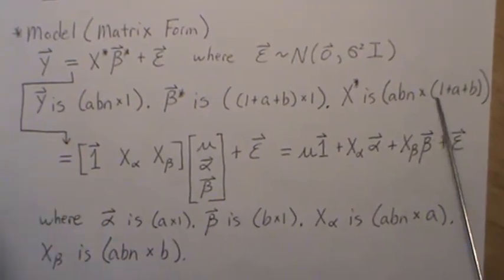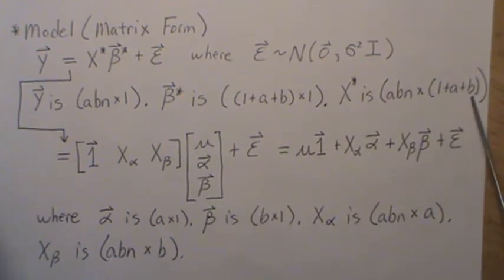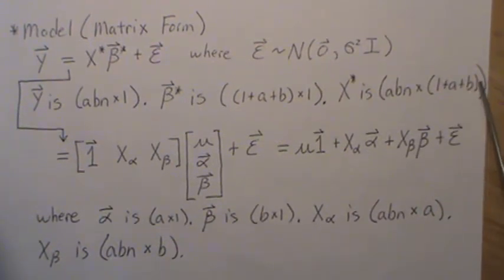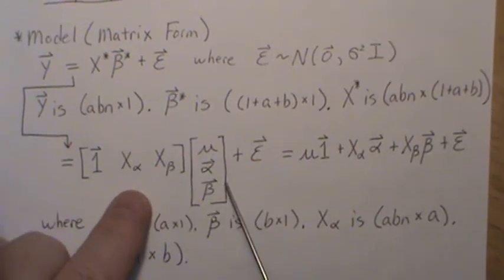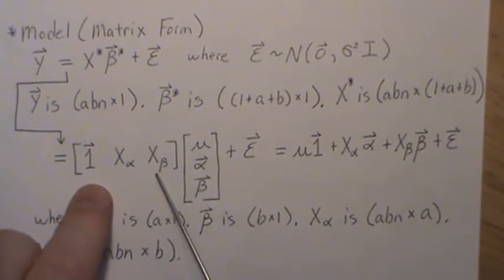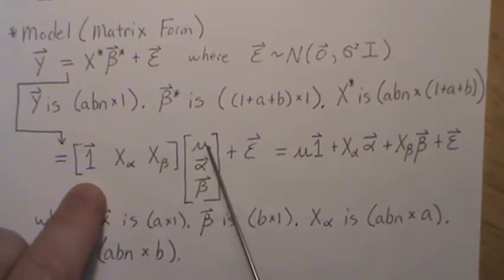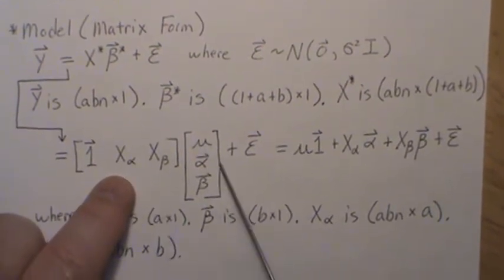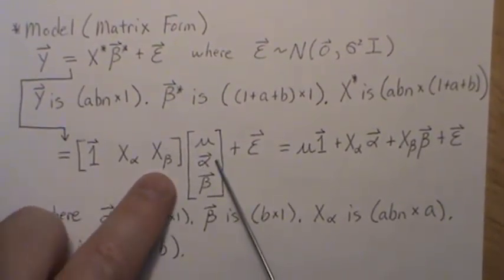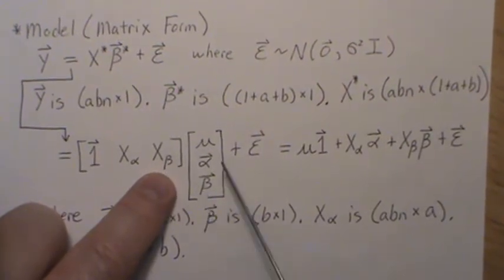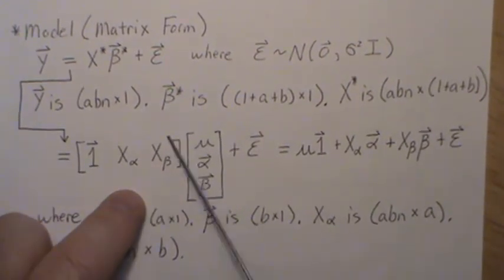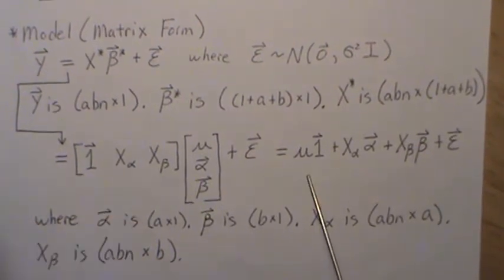And the columns is 1 plus A plus B. And the B deals with the factor B effect. A is how many levels of factor A, and then 1 for the constant mu. Now, if we were to expand this or separate it into the different column spaces, this one deals with the mu, X alpha deals with how many levels there are of factor A, X beta deals with how many levels of factor B, and you could multiply this out and get this.